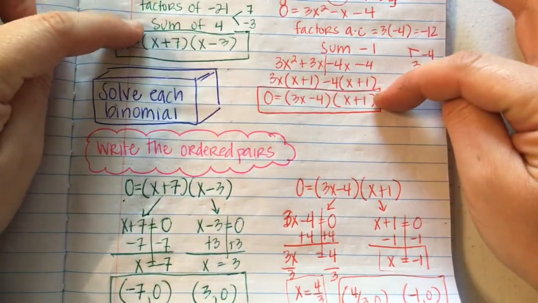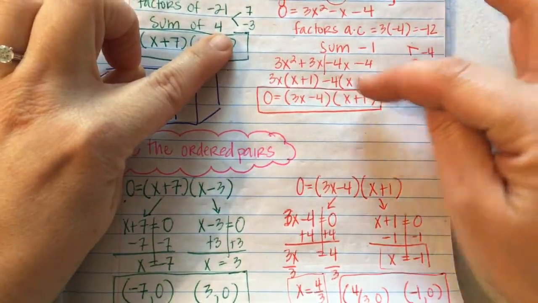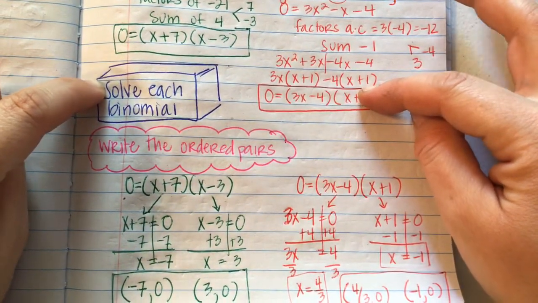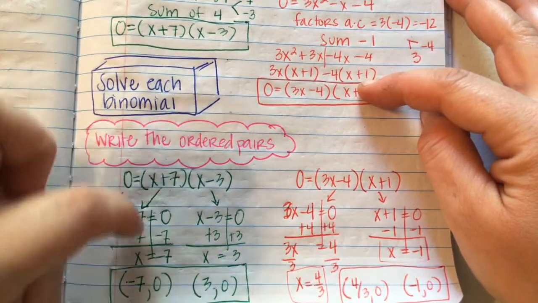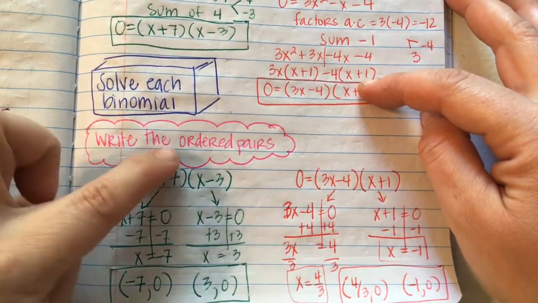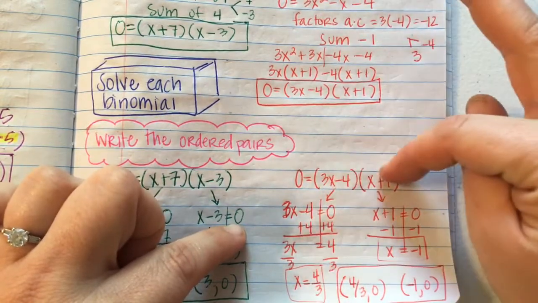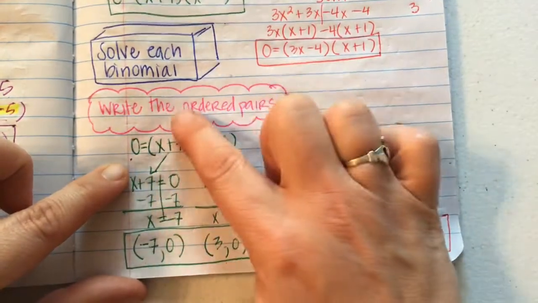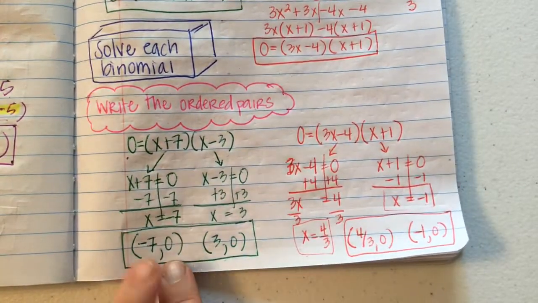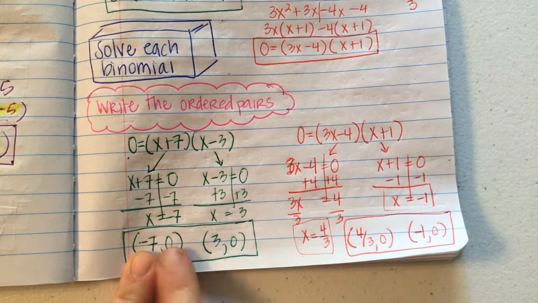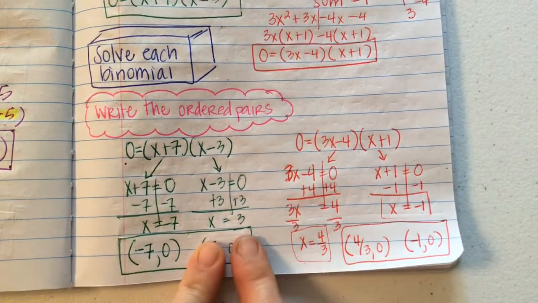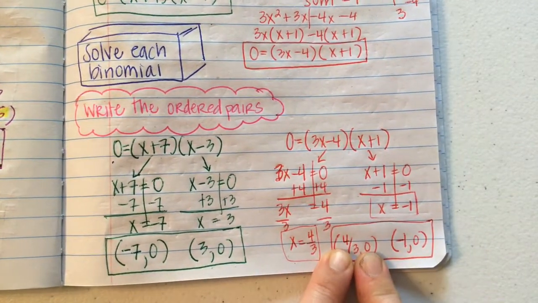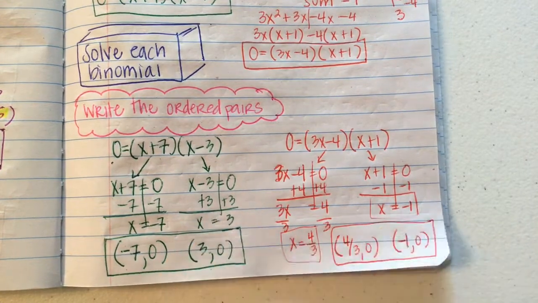Once you get your binomial times a binomial, you're going to solve each binomial independently. So you're going to solve the first binomial, solve the second binomial. They both are going to equal 0. When you solve for the x, you're going to write both ordered pairs. You're going to write the first ordered pair, x comma y. Your y is always 0. X comma y, the y is always 0.